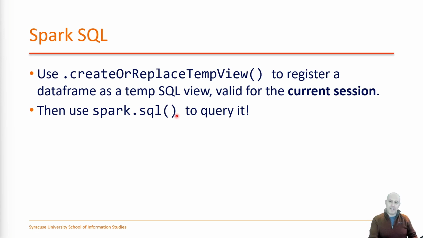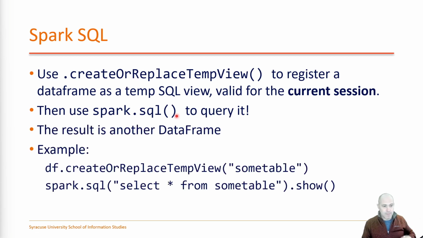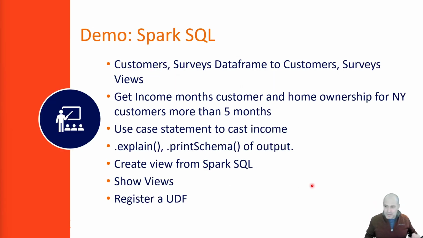Every time you query it with Spark SQL, the output is a data frame. So once you get a data frame out of that, you can register that data frame as a temp view, or you can query it with plain old Spark and use the transformations that we learned in the previous week. So I can say data frame, create or replace temp view, some table, then spark.sql select star from some table, and then show.